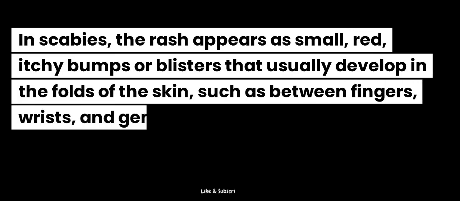27. How is a rash different in scabies? In scabies, the rash appears as small, red, itchy bumps or blisters that usually develop in the folds of the skin, such as between fingers, wrists, and genitals.